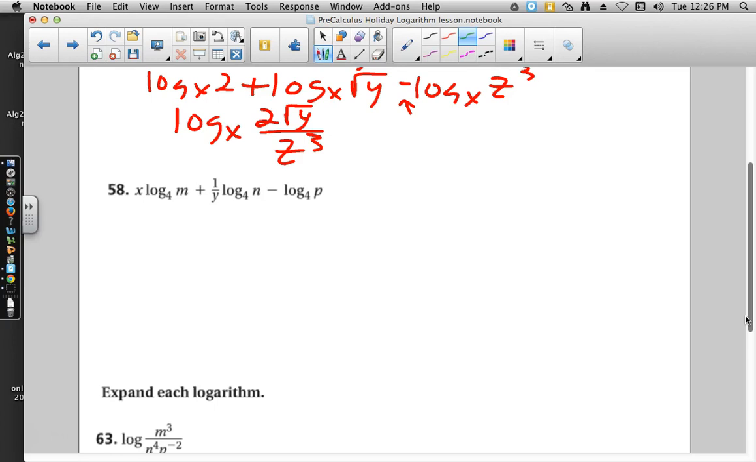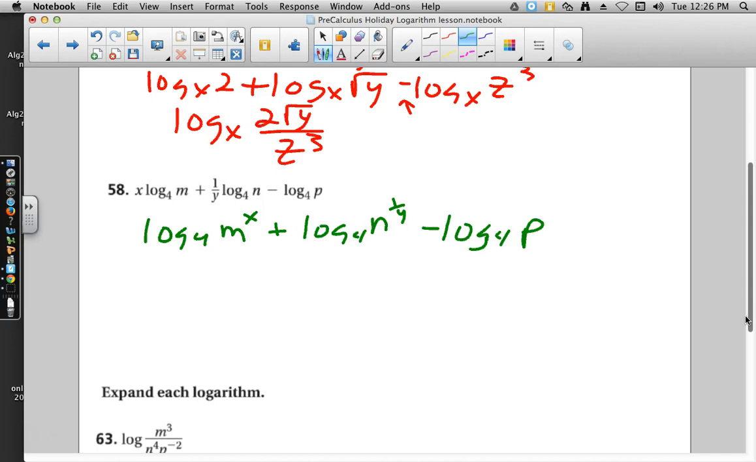And then for 58, if we want this as a single logarithm, what we have to do is get those powers back up where they belong. So this will be the logarithm base 4 of m to the x plus logarithm base 4 of n to the 1 over y minus logarithm base 4 of p.